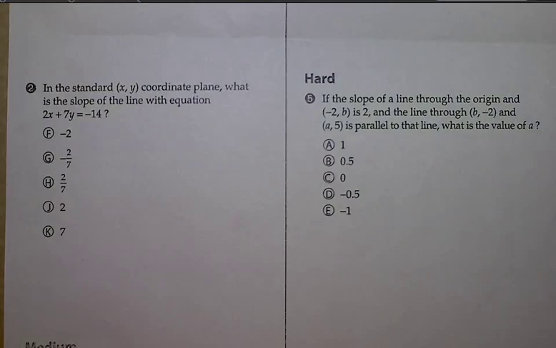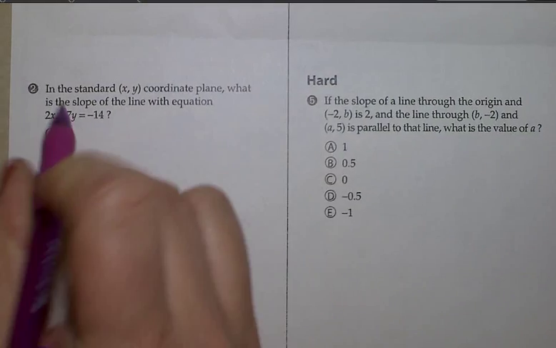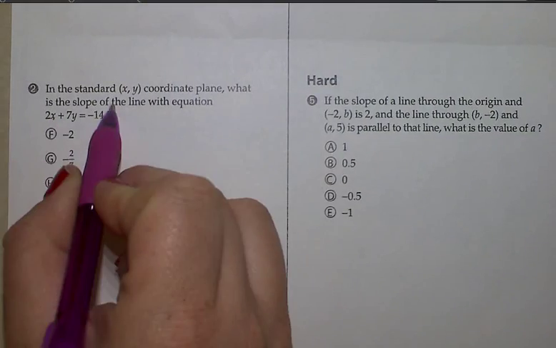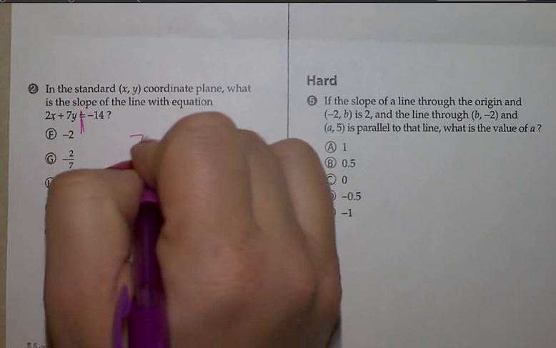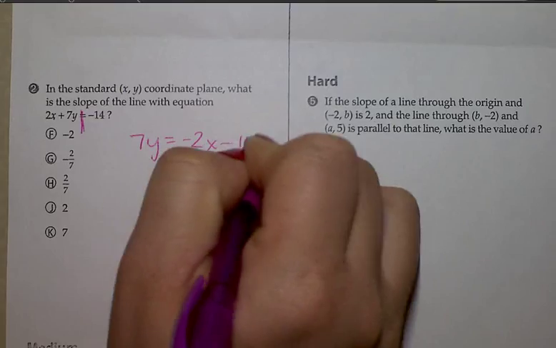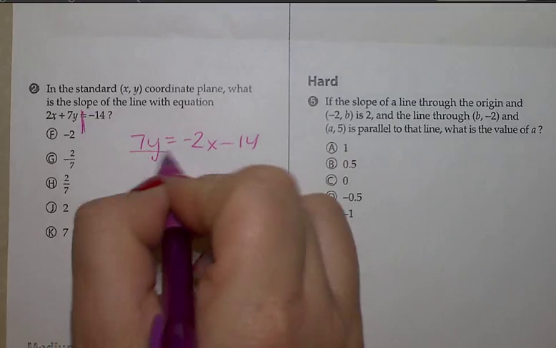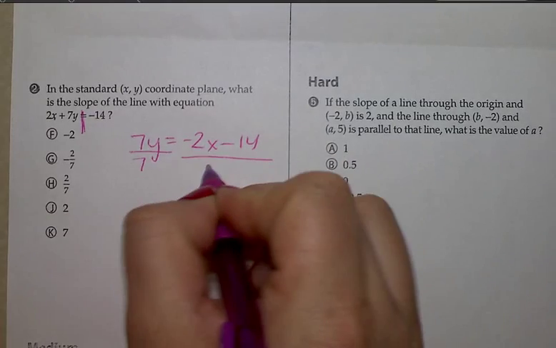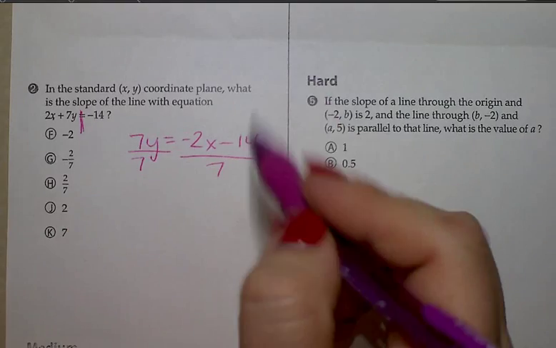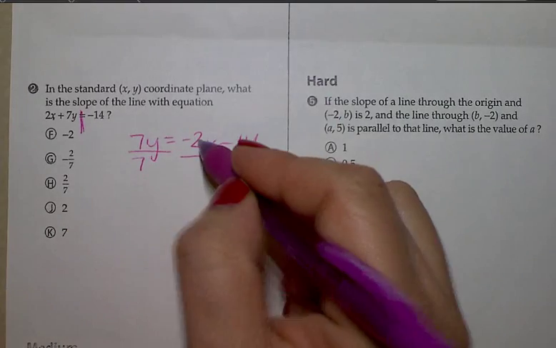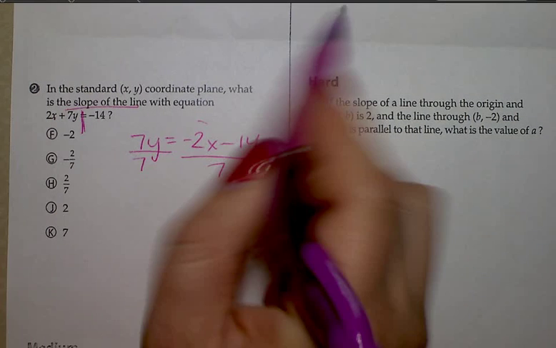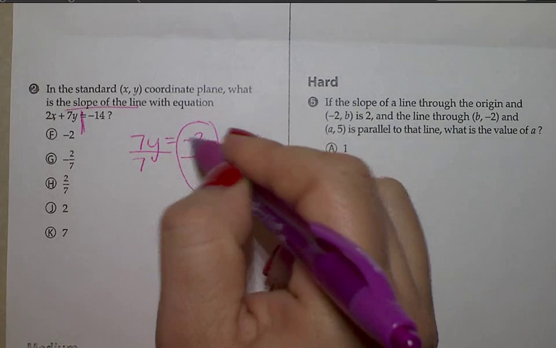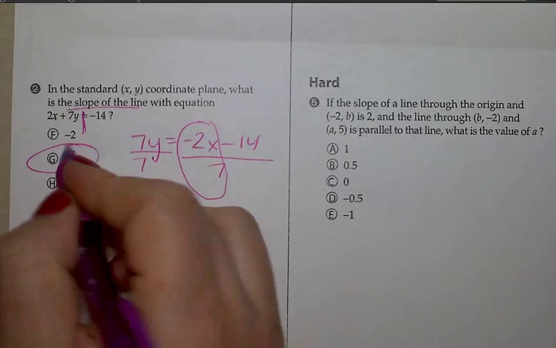Moving on to number 2, same concept again. So I want to take the 2x and move it to the opposite side. When it goes across the equal sign, it changes signs. Now to eliminate the 7, I'm going to divide because the opposite of multiplying is dividing. This belongs to both the negative 2x and the negative 14, but all we care about is the slope at this point. Negative 2 over 7.